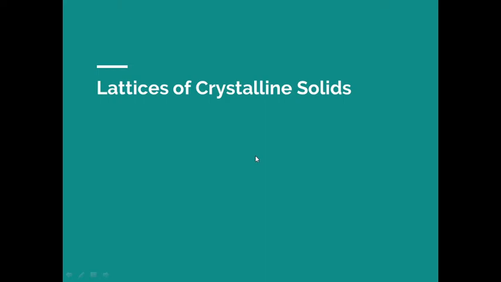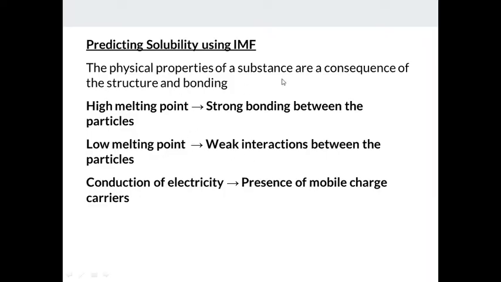So now let us take a look at the second last part of our topic, which is lattices of crystalline solids. The physical properties of a substance are a consequence of the structure and the bonding. High melting point means strong bonding between the particles. Low melting point means weak interaction between the particles.